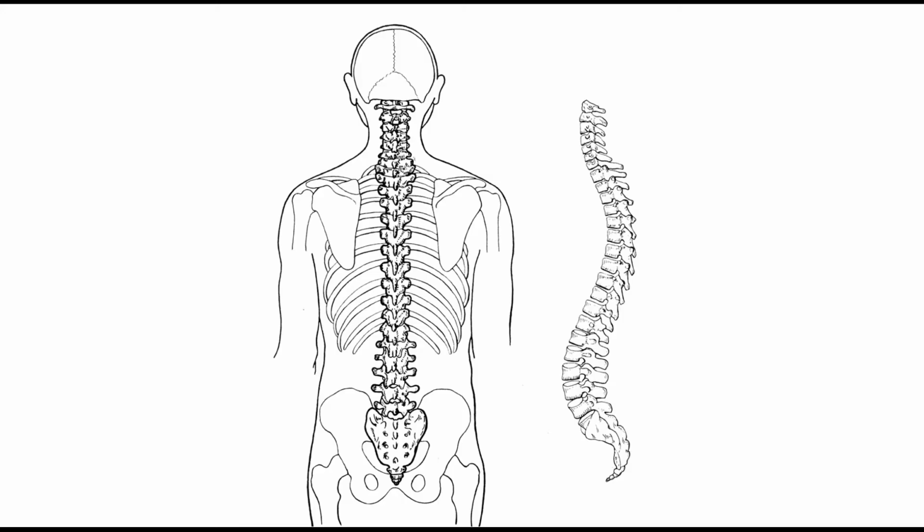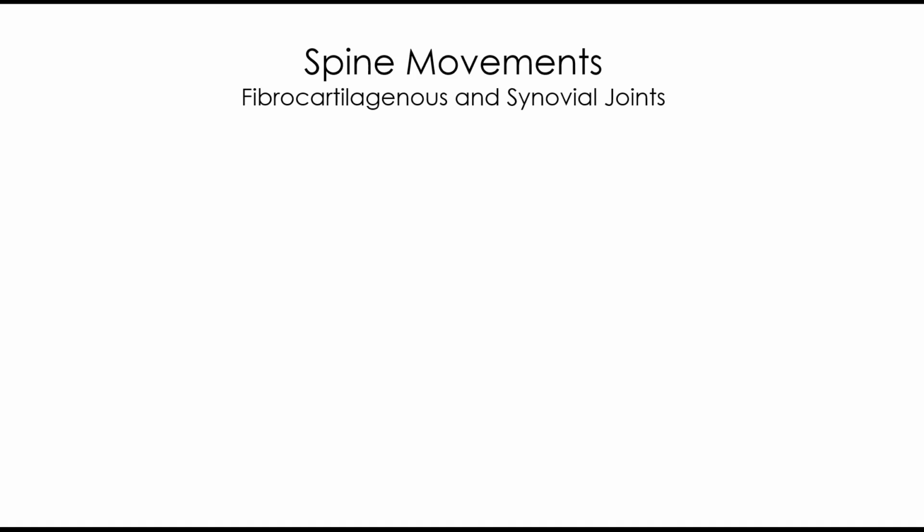There are two types of joints in the spine. Fibrocartilagenous joints are located between the bodies of adjacent vertebrae. Synovial joints occur between the articular surfaces of adjacent vertebrae. The movements of the spine include flexion, extension, right and left lateral flexion, and right and left rotation.